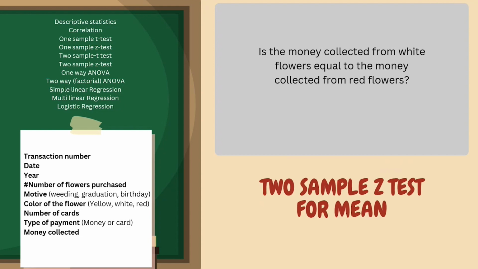Is the money collected from white flowers equal to the money collected from red flowers? Two sample z-test for mean. It is a z-test because our sample is all the customers the shop has had, more than 30. It is two sample because we are using two columns of data, two variables, or let's call it two samples, the color of the flowers and the money collected. And it's mean because we are comparing two means, the mean of the money collected when the flowers are white and the mean of the money collected when the flowers are red.